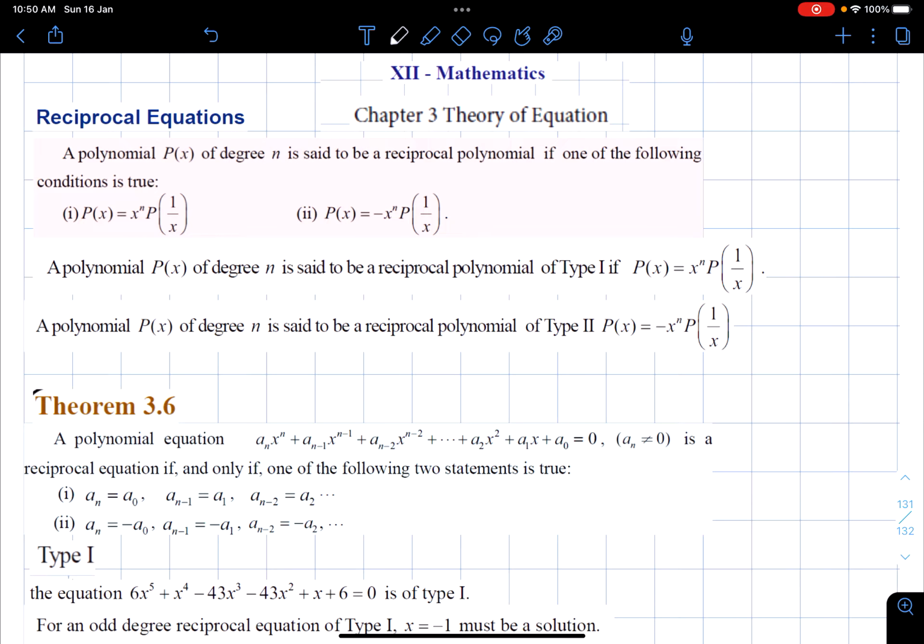Hello to our standard students, welcome back to chapter 3, Theory of Equations. Today we are going to go into a very easy and interesting topic, reciprocal equations.